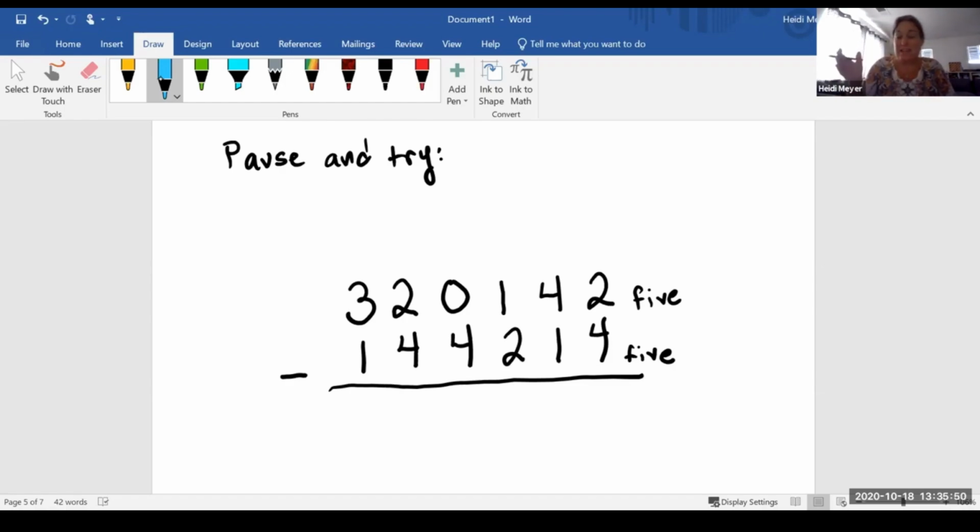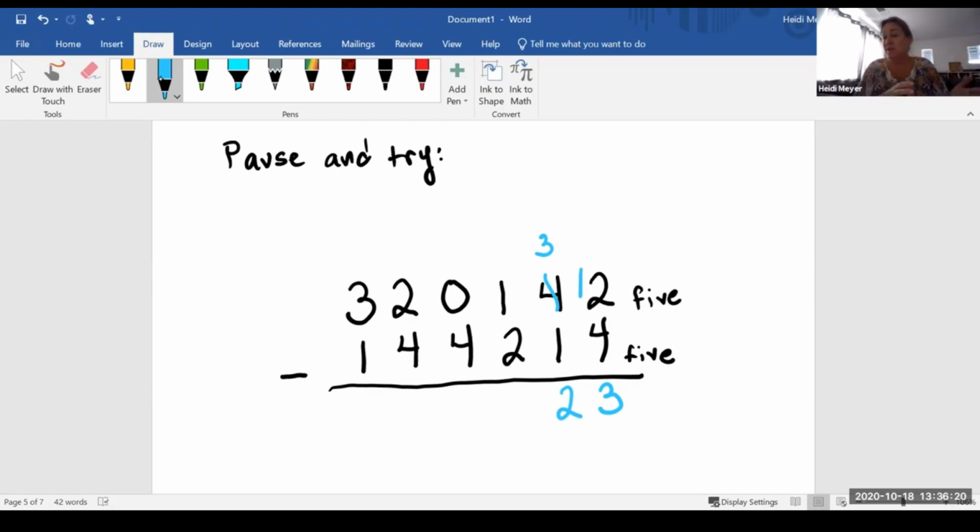Over in the 1s place, I can't take 4 from 2 because 4 is bigger than 2. So I'm going to borrow. That gives me what looks like a 12, but it's a 1, 2, which is 5 plus 2, or 7. 7 minus 4 is 3. The next place over, the 5s place, I have 3 minus 1. I don't need to do any borrowing from that for that because 1 is less than 3.